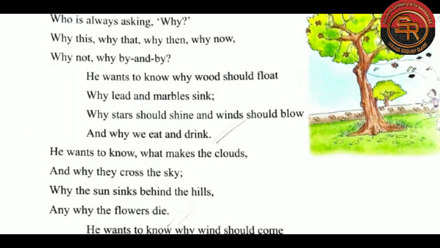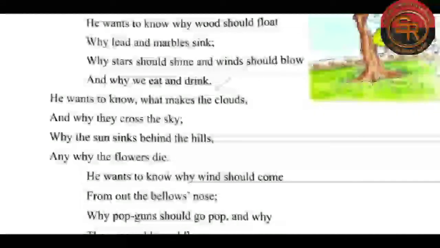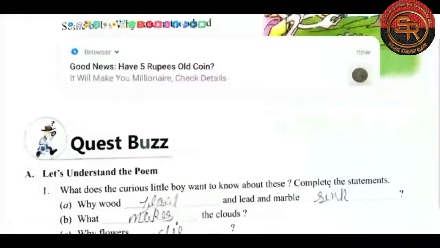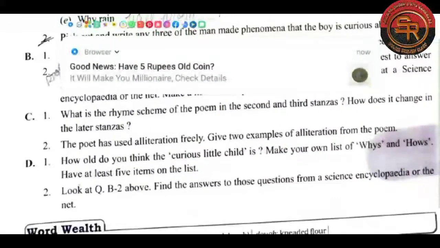Look at the third stanza also. Clouds, sky, hills, die. Here the S and S are very similar, and sky and die, the Y and E, are very similar by pronunciation. So clouds and hills are the same. So again we can say A, B, A, B: clouds, sky, hills, die.